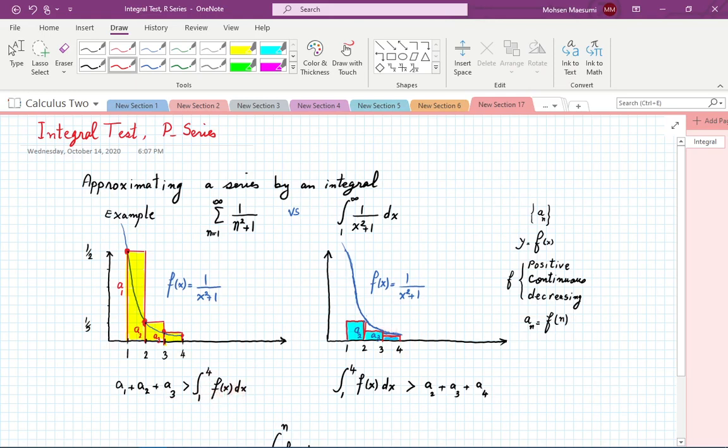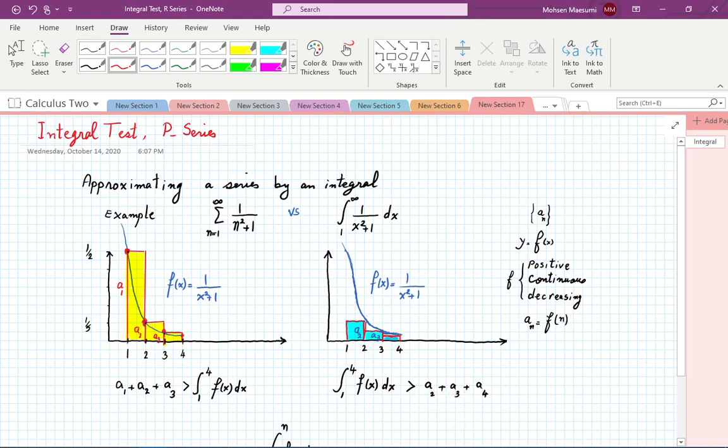On the other hand, if I build the rectangles underneath the curve, so here I'm making these blue rectangles. The first one of them is at the second term of the series, A2. The next one is A3. The next one is A4, and so on. These are all sitting below the graph. So the sum of the area of these rectangles is going to be less than the area under the curve. So the area from 1 to 4 underneath the curve is going to be more than the sum of these blue areas. So it's going to be more than A2, A3, and A4 combined.